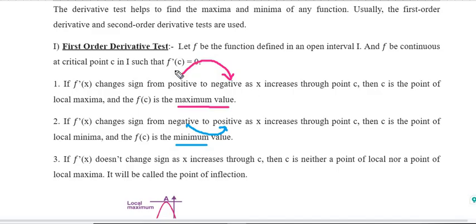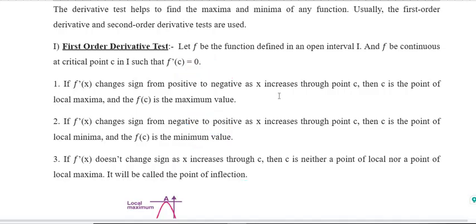So if the sign changes from positive to negative, you will have a maxima, and if the sign changes from negative to positive, you have a minima. But it may happen that it's not changing its sign, so there will be no maxima, no minima. This will be considered a point of inflection.